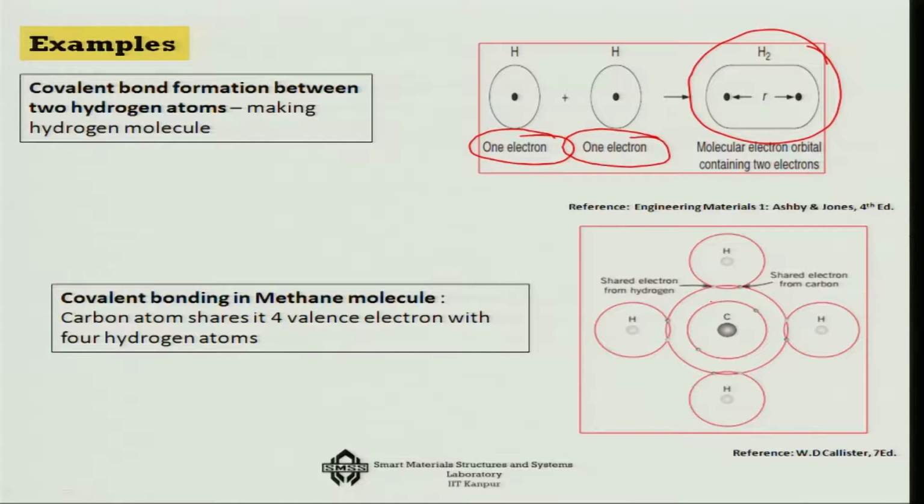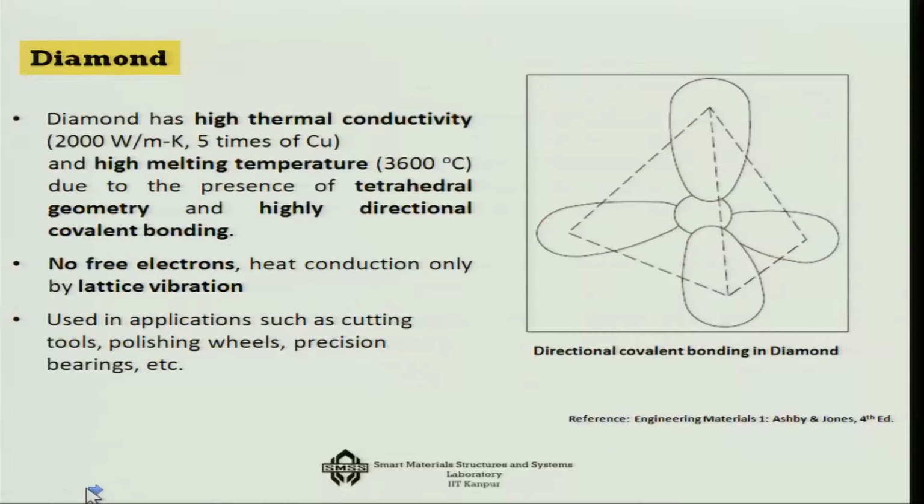Okay. So, hydrogen can share 1 electron. So, 1 pair, 2 pair, 3 pair and 4 pair. That is how CH4 or methane is formed, through the sharing of 4 hydrogen atoms with 1 carbon. So, that is between 2 dissimilar atoms.